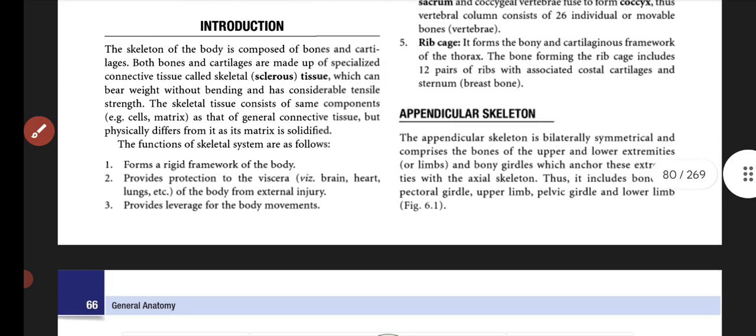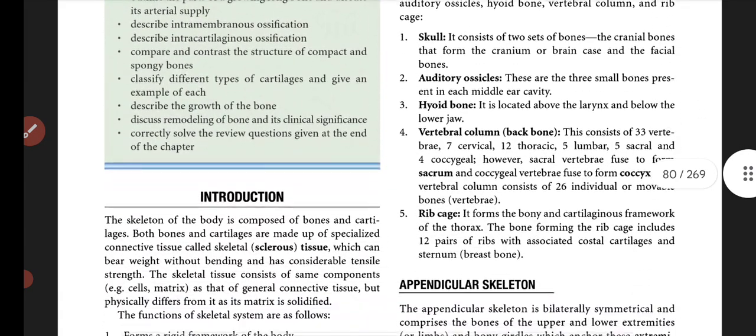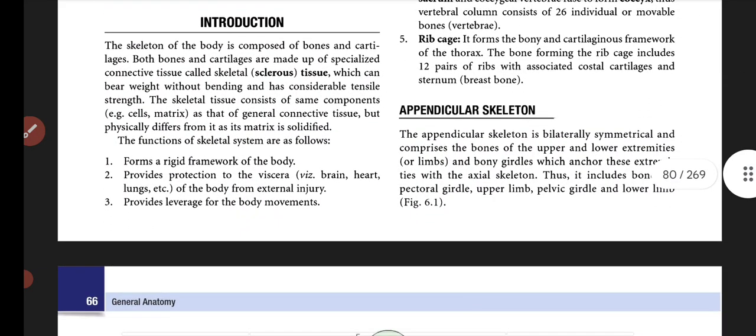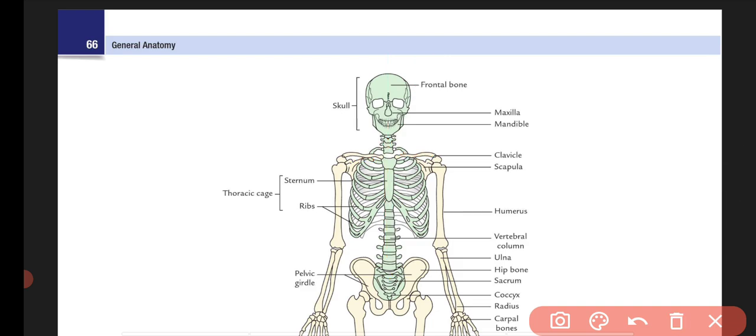Now, another is the appendicular skeleton. The appendicular skeleton is bilaterally symmetrical and comprises the bones of the upper and lower extremities. Mainly the upper and lower extremities are called the appendicular bones. Thus, it includes the bones of the pectoral girdle, upper limb, pelvic girdle, and lower limb. These are the appendicular bones.